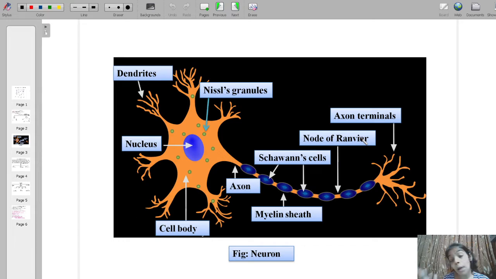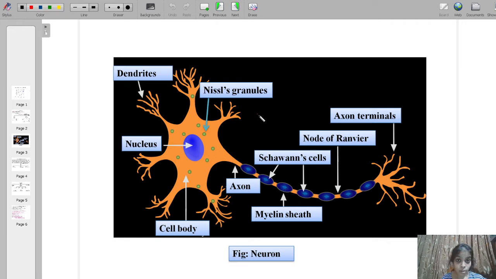So now there can be certain neurons where altogether myelin sheath will be absent. Neurons which have myelin sheath are called myelinated neurons or medullated nerve fibers. Neurons which do not have myelin sheath are called non-myelinated or non-medullated nerve fibers. So which have, they are called myelinated, which do not have, they are called non-myelinated. So this is the typical structure of a neuron.